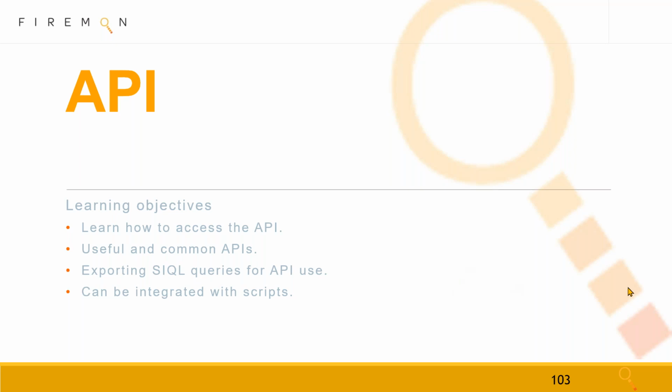All right, next up, let's talk about APIs. So far we've spent most of our time talking about the graphical user interface and how we can make it work for us. Now we're going to take a peek behind that curtain and look at what makes all that possible.